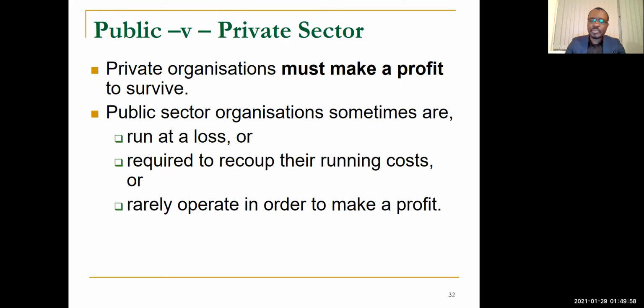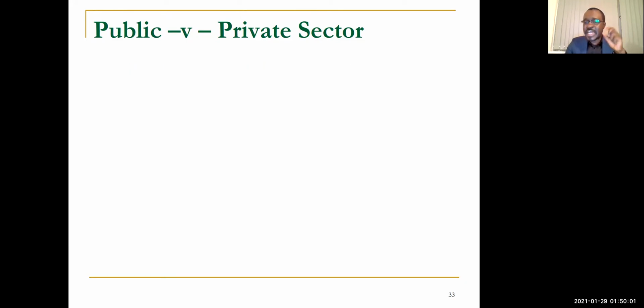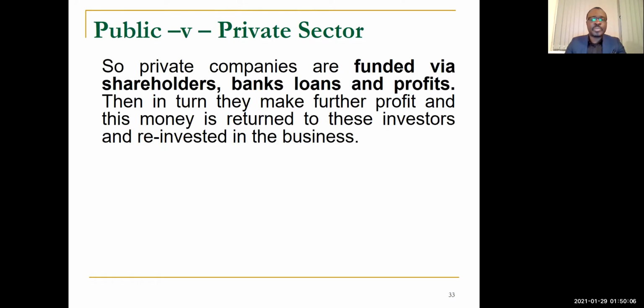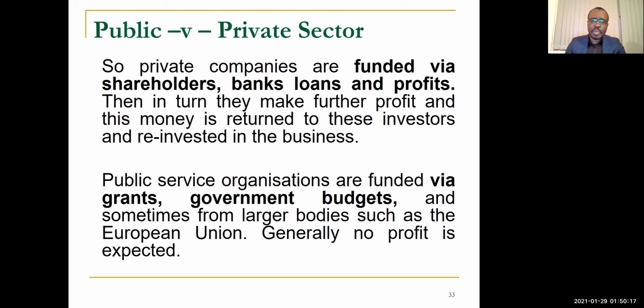They rarely operate to make profit, but nowadays you see them having that hidden notion that let us survive by getting some surplus, okay? So private companies are funded by shareholders. They could take bank loans, profits could be plowed back or retained to survive. Public companies, no, we can only survive using grants, government budgets, not profits, not loans. But of course, we've seen in recent times public organizations going for bank loans to survive. And of course, they normally are able to pay back because of the viability of the activities that they run.